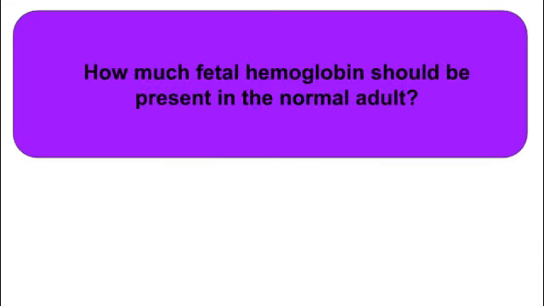How much fetal hemoglobin should be present in the normal adult? Fetal hemoglobin, like its name suggests, should be present in the fetal period and only comprise approximately 1% of adult hemoglobin. Fetal hemoglobin consists of 2 alpha and 2 gamma globin chains.